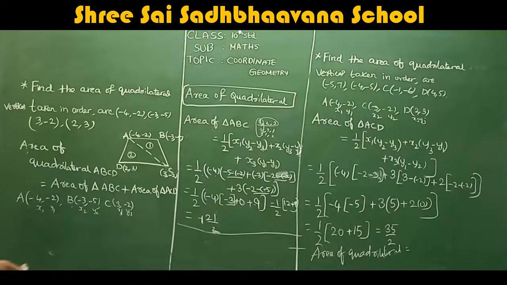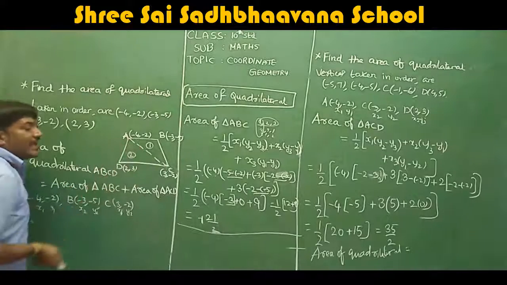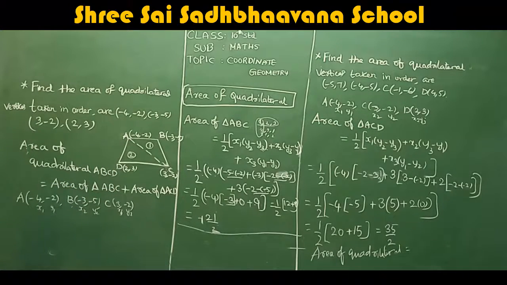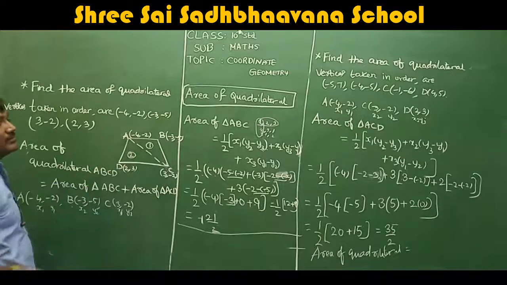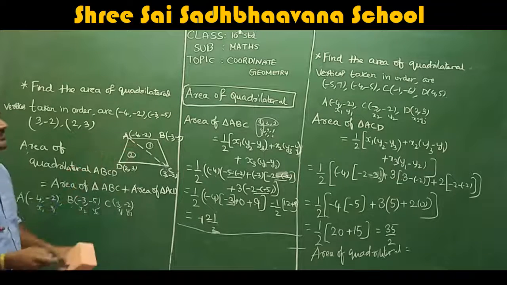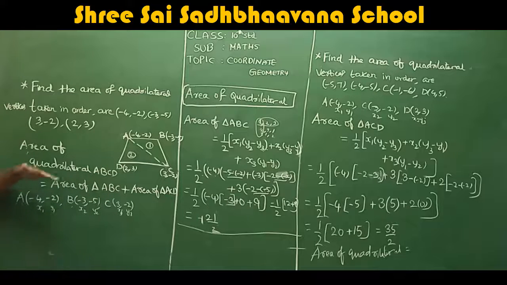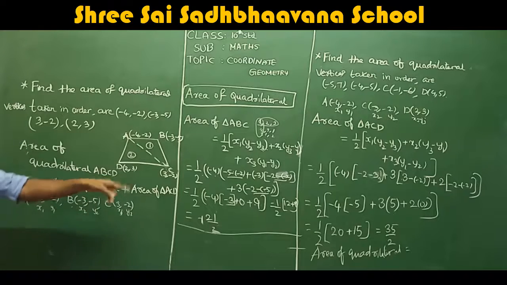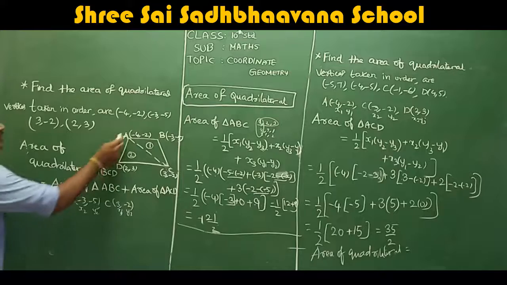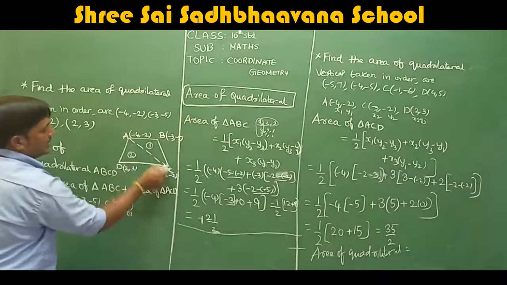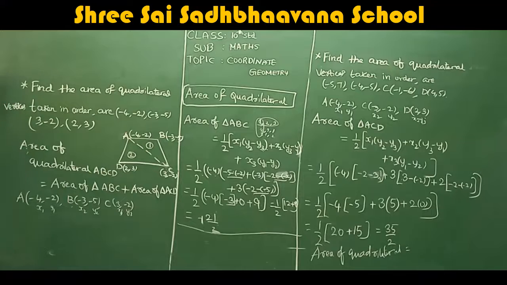How can I divide that? Just draw one diagonal. What is a diagonal? The diagonal is the line segment which connects the opposite vertices of a quadrilateral. These are the opposite vertices, so connect them. We'll get AC as a diagonal. So area of quadrilateral ABCD can be written as area of triangle ABC plus area of triangle ACD. Remember, go with order: ABC, next ACD. Understood? Always follow the order.